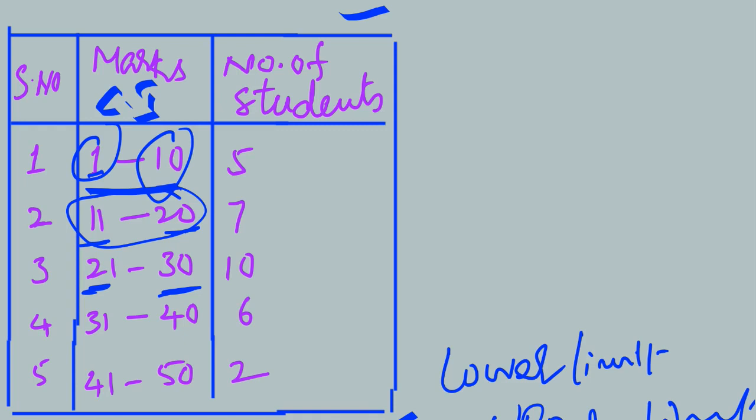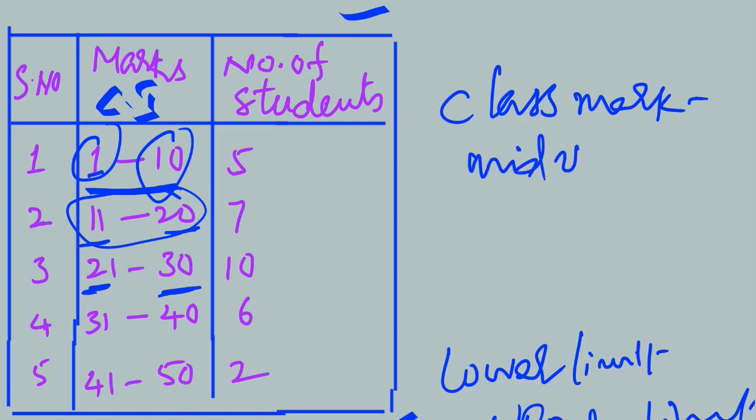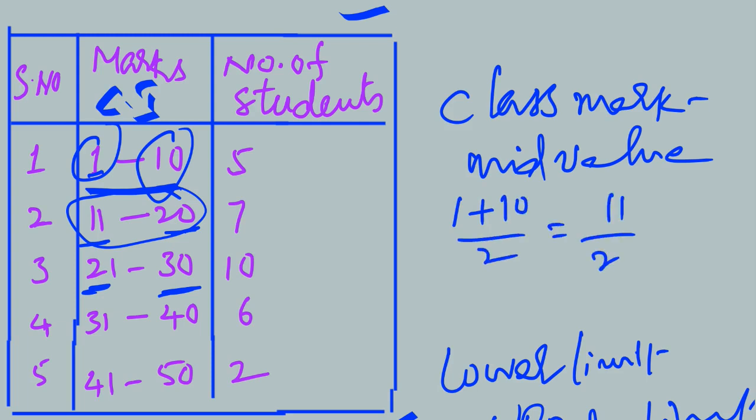And one more thing: what is class mark? Class mark means the mid value of any class interval. What is the mid value of 1 to 10? For the class interval 1 to 10, just find the average of the lower limit and upper limit. That means 1 plus 10 by 2, equal to 11 by 2, that is 5.5. This is the mid value of the first class interval.